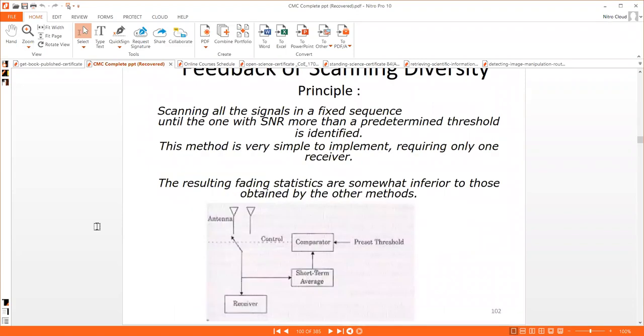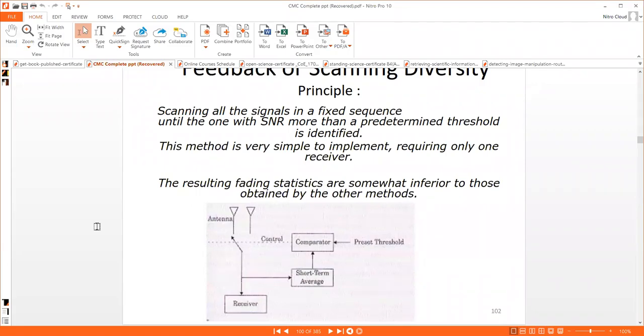It will scan all the signals in a fixed sequence until the one with SNR more than a predetermined threshold is identified. This method is, as per the principle, very simple to implement, requiring only one receiver. The resulting fading statistics are somewhat inferior to those obtained by other methods.